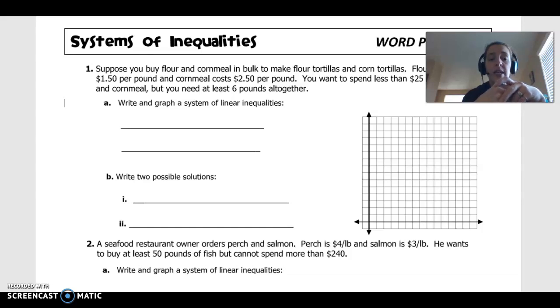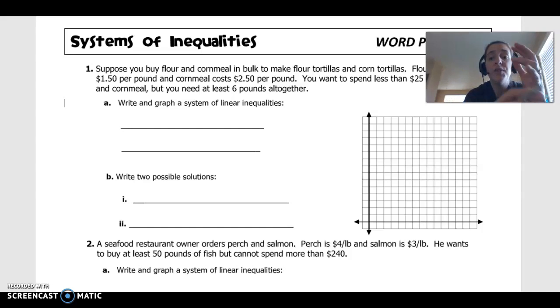So first of all, I see that we've got our system. We're going to have to come up with a system because I'm dealing with a couple of different things altogether. Suppose I bought flour and cornmeal in bulk to make flour tortillas and corn tortillas. Flour costs $1.50 per pound and cornmeal costs $2.50 per pound. You want to spend less than $25 on flour and cornmeal, but you need at least 6 pounds altogether. So that's what's telling me that I have those two different equations or inequalities: I'm dealing with money for one of them and how much for the other one.